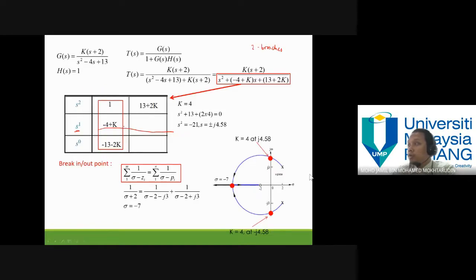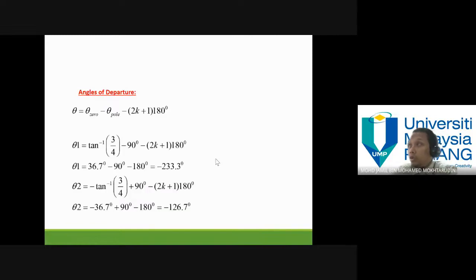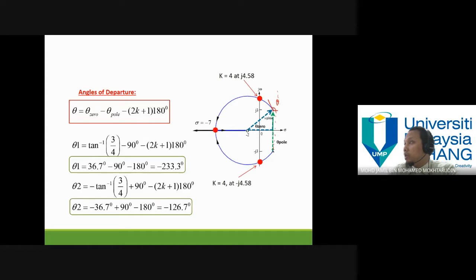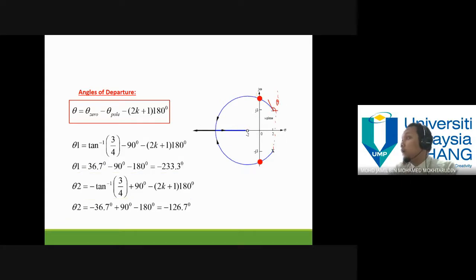And then because we have complex poles, we have an angle of departure. If you have complex zeros, then you have an angle of arrival. Okay, so to find the angle of departure, firstly you need to find the angle made by, for example, we want to find this angle. So we have to find all the angles made to these poles from the other zeros and poles.